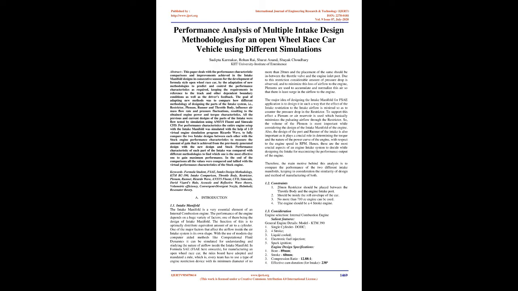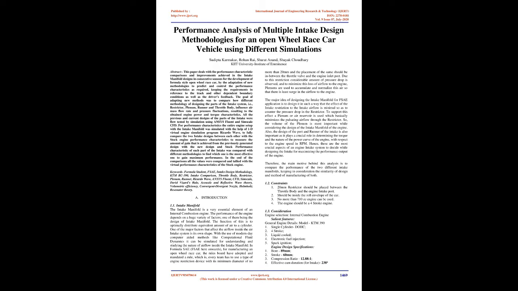driver's feedback. The goal of adapting new methods was to compare how different methodologies of designing the parts of the intake system, i.e., restrictor, plenum, runner, and throttle body, influence air mass flow rate and pressure fluctuations, resulting in the obtained engine power and torque characteristics.